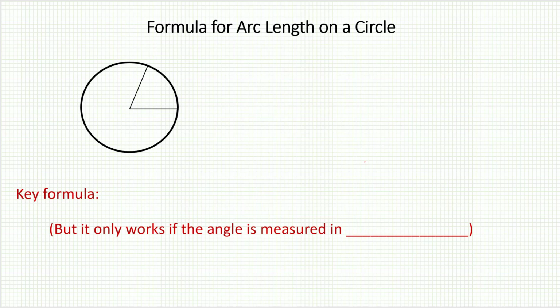Formula for arc length on a circle. So take a look at this circle. I've got an angle at the center of the circle. Let's call that theta. Let's call the radius of the circle r. Is there a way that I could figure out how long this arc is? The arc that's cut off by that angle theta.